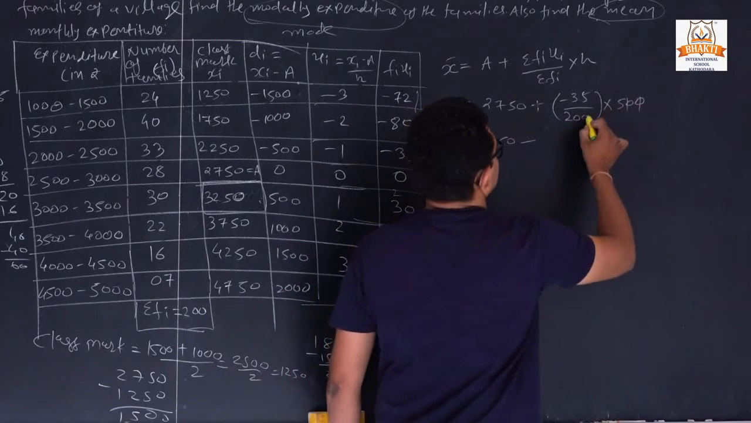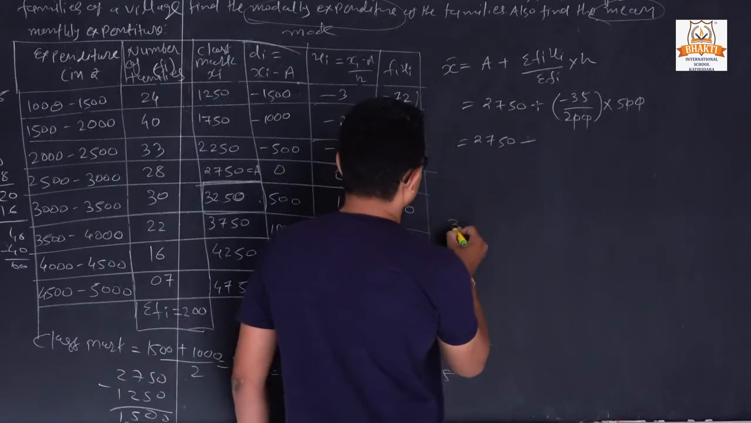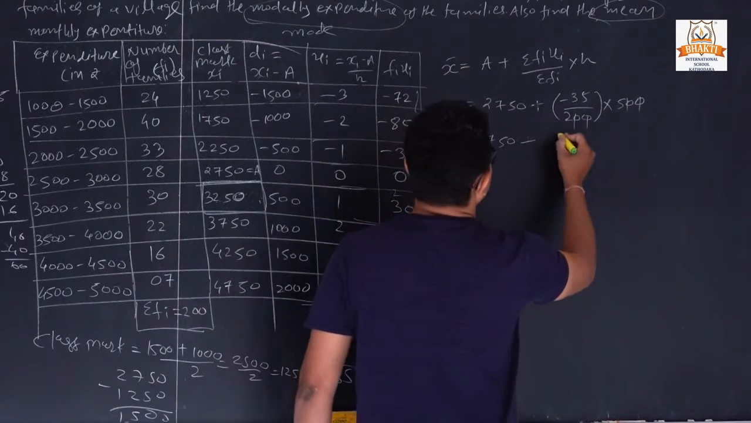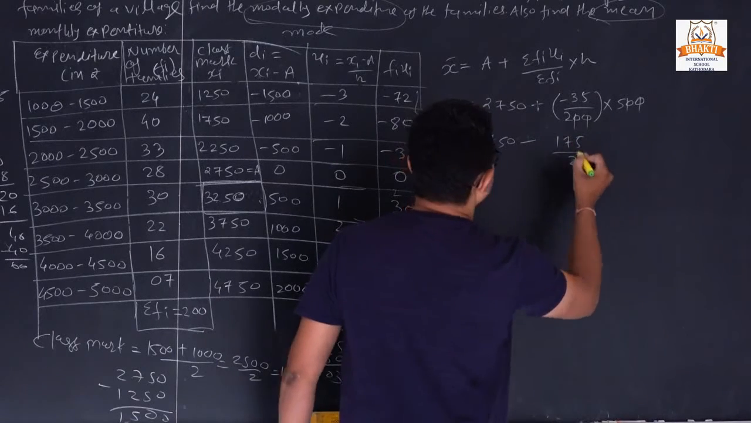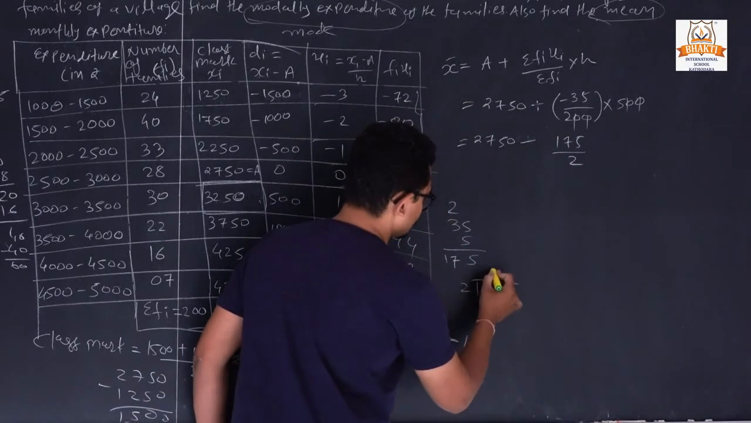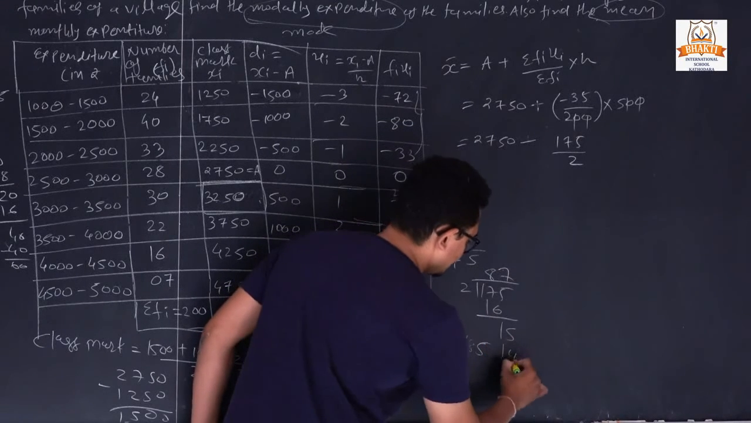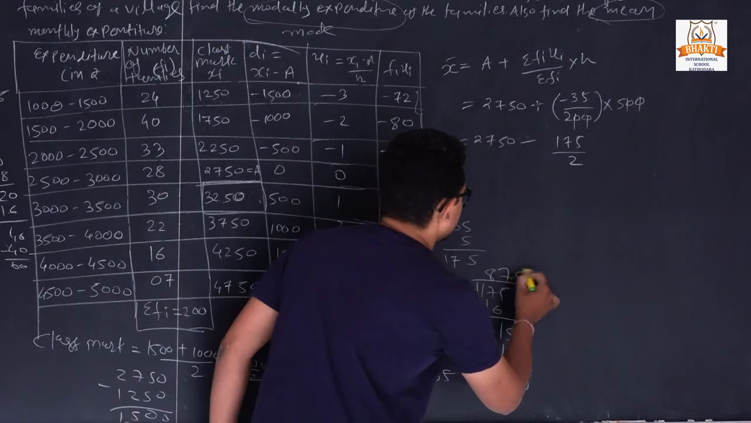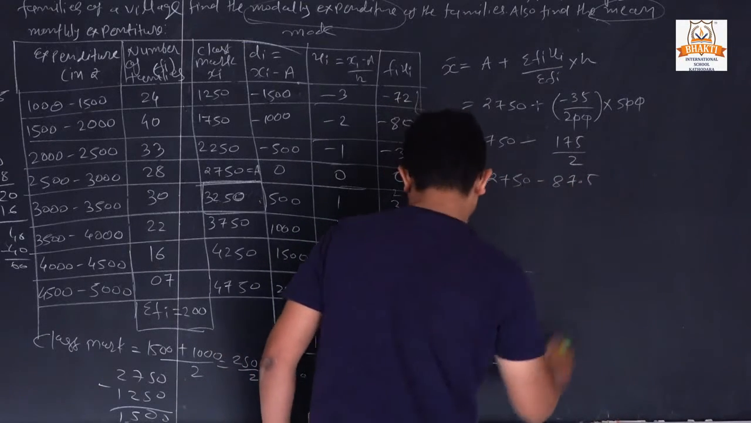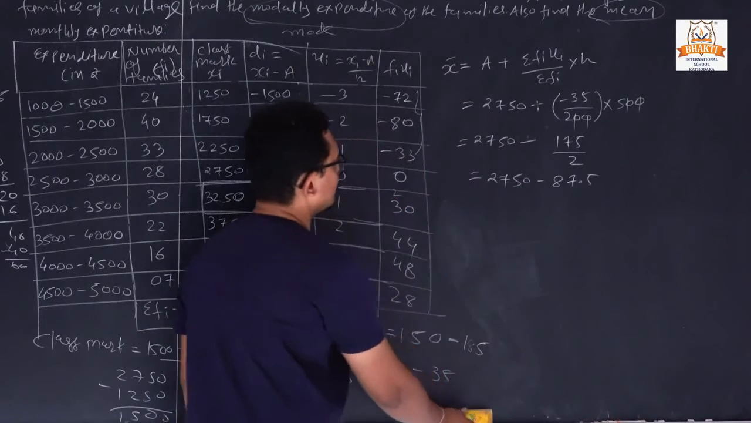Now cut the zeros. Now 35 times 5, so we can simplify. 35 times 5 is 175, divided by 2. So 175 divided by 2 is 87.5.